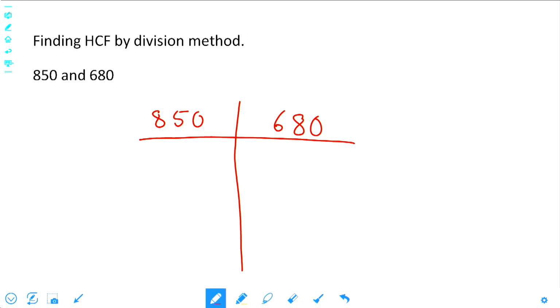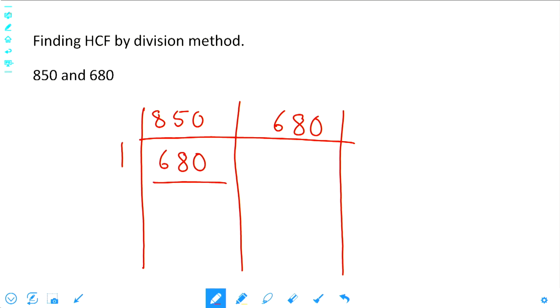Among these two, which is the smaller number? 680 is the smaller number. So, with that we need to divide the greater number. 680 quotient I am writing here, 680 ones are 680. We need to subtract here, 0. 15 minus 8, 7. Here 7 remains, 7 minus 6, 1.